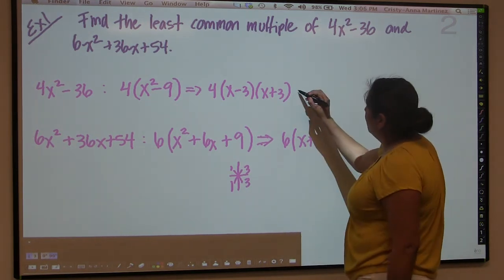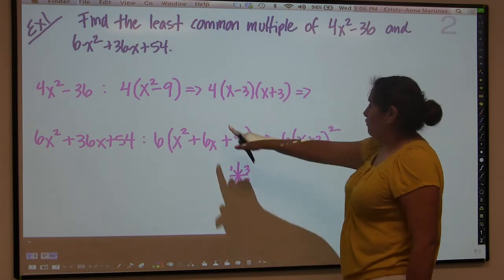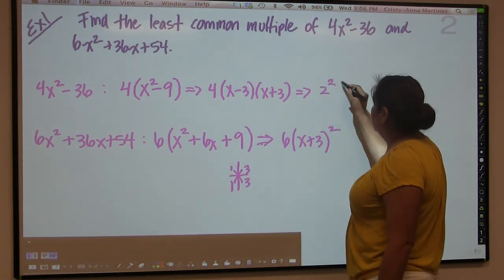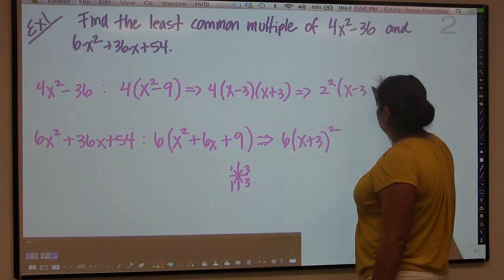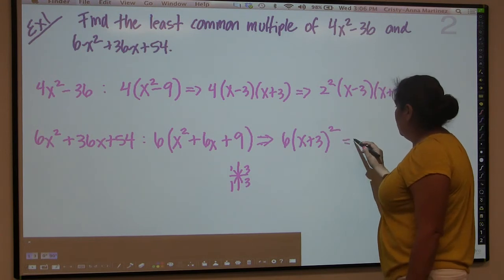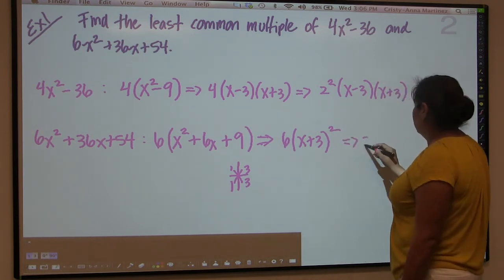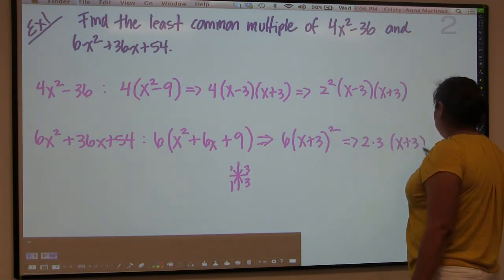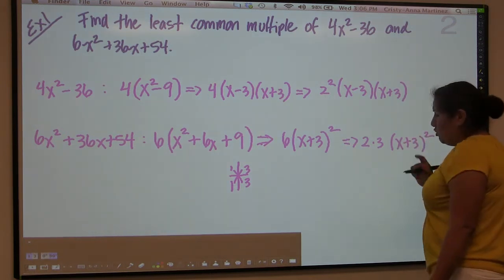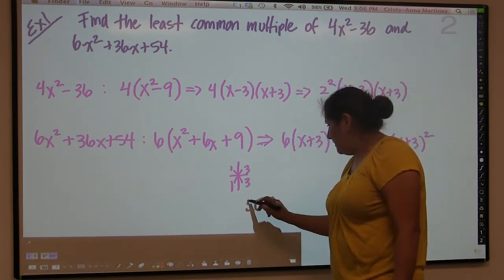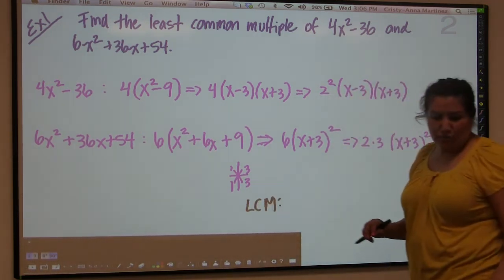And you could go even further with the prime factorization. The prime factorization of 4 is 2 squared, times x minus 3, x plus 3. And the prime factorization of 6 is 2 times 3, and then the x plus 3 squared. So you will remember that I said earlier that in order to find the least common multiple, you have to take every factor that is represented.